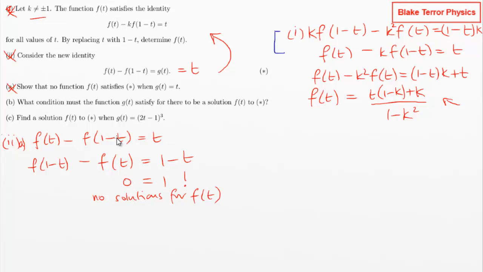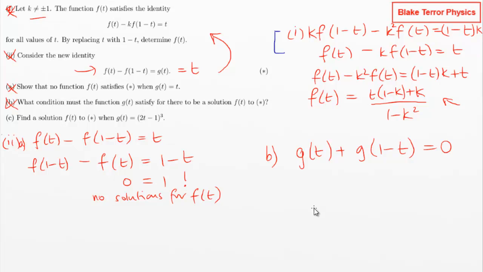Right, so if there is going to be a solution to this equation, then we need the right-hand side to add up to 0 as well. So we need that g of t plus g of 1 minus t needs to be equal to 0, in which case we're fine. Right, so that bit followed on quite nicely. Right, so things have been following a pattern.